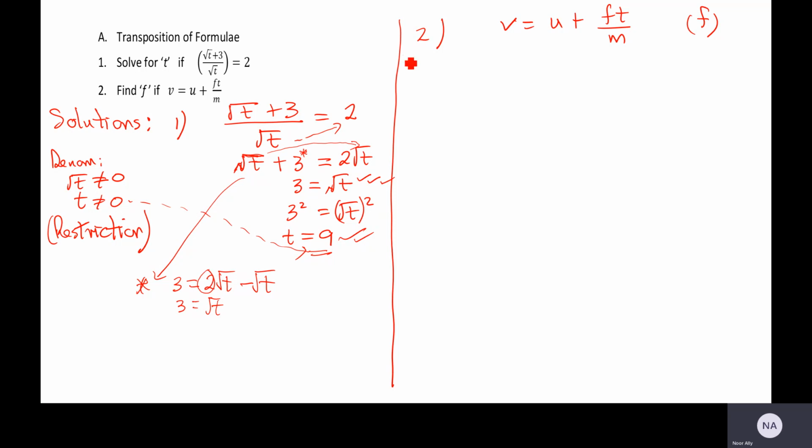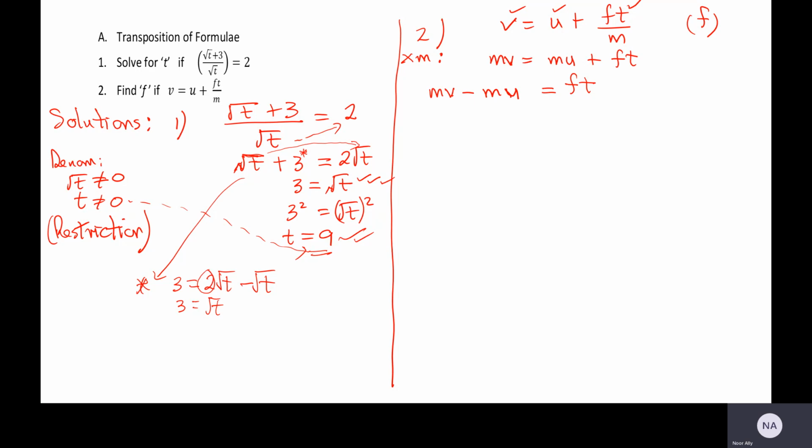Firstly, I would go with LCDs. Let's remove the LCD, which is m. So every term multiplied by m, I'm going to get mv is equal to mu plus ft. It cancels out over there. And again, because ft is positive on the right-hand side, I'm actually going to leave it on the right-hand side and transpose mu.